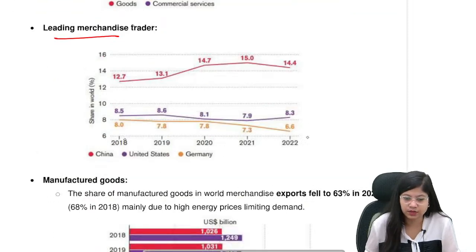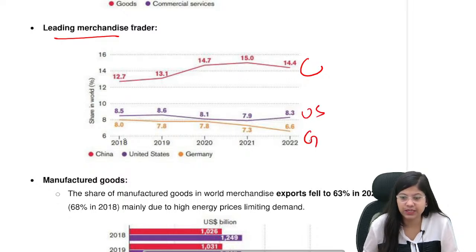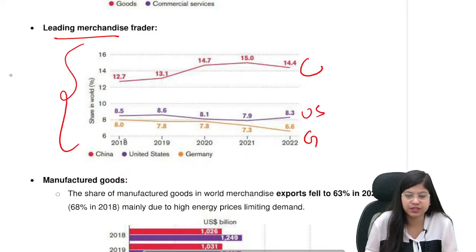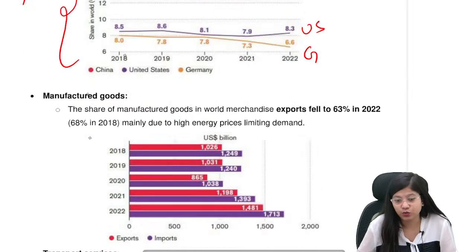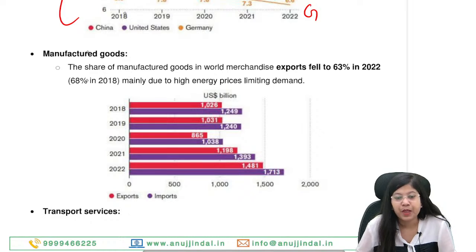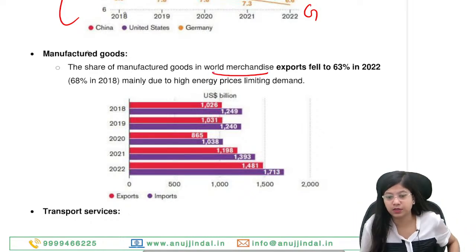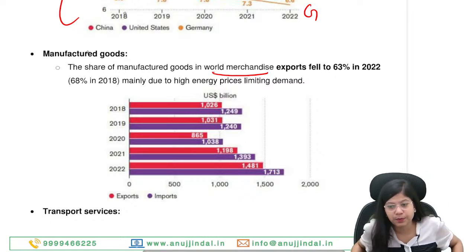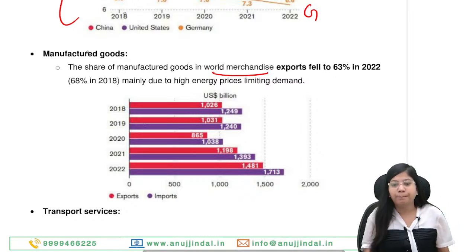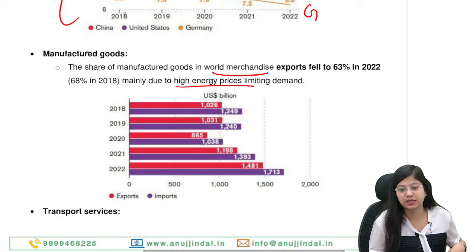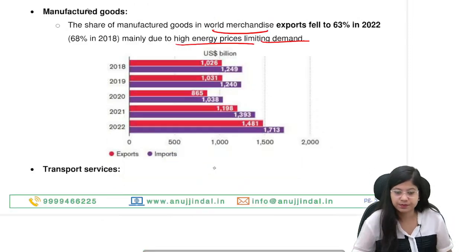So here the graph for China, the graph for US and the graph for Germany has been given. Obviously, you can skip this particular graph, because that is not of any use for you. Okay. Manufactured goods. The share of manufactured goods in the world merchandise export fell to 63% in 2022, mainly due to high energy prices limiting the demand.